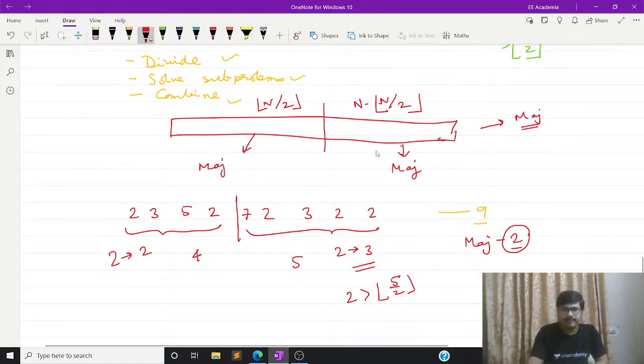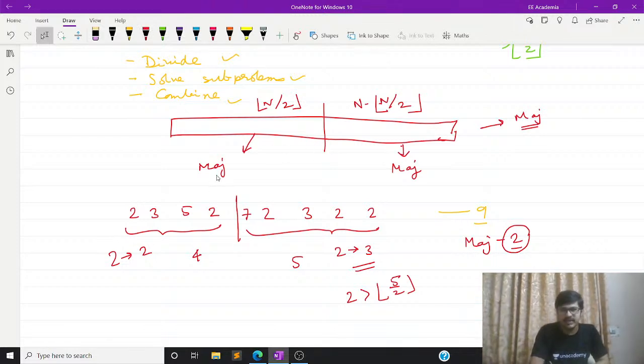So, to find this result, I need to find the majority element in either the left half or the right half.